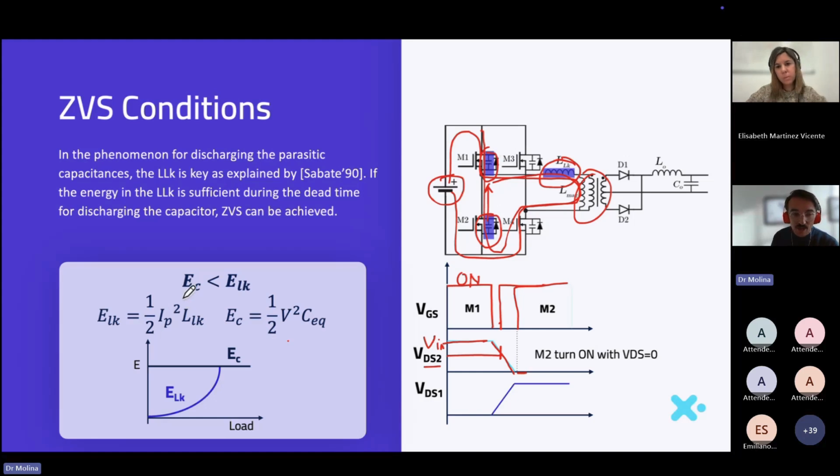So there is a condition for achieving zero voltage switching: the energy in the parasitic inductance needs to be higher than the energy stored in the different capacitors. This is not referring to just one capacitor, but to the combination of these two capacitors plus the capacitor here. This is called the equivalent capacitance.